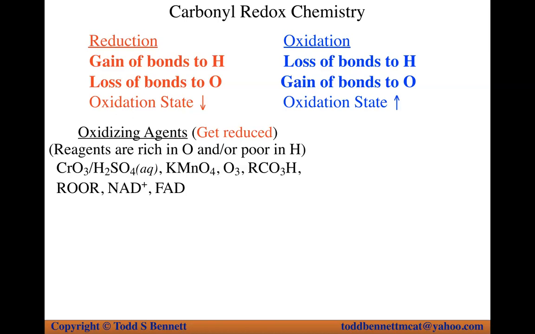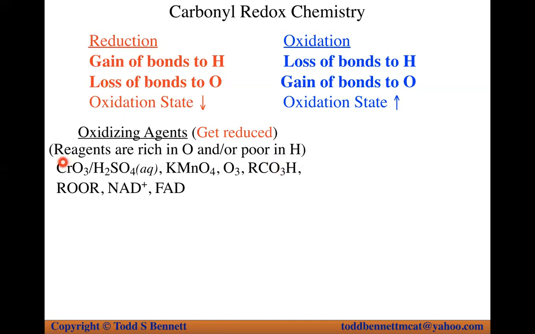So if they're getting reduced, they have to be able to lose O's. So reduction is loss of bonds to O. So they must be rich in O to begin with, have lots of O's to give away. They're going to possibly gain H's, which means they need to be poor in H. In cases like ones we dealt with already, KMnO4, if you remember, oxidized an alkene to a diol, put two OH's on the carbons. O3, ozone, carried out ozonolysis, which was the oxidation of an alkene, turning it into two carbonyls. MCPBA, or peroxy acid, as it's known, inserted an oxygen into an alkene, creating an epoxide that eventually led to a diol as well.